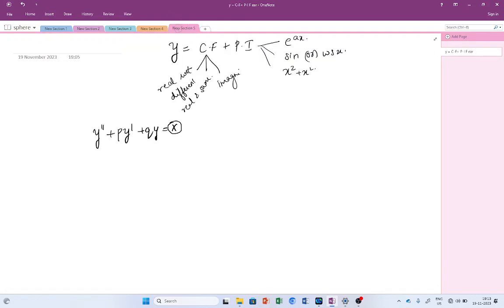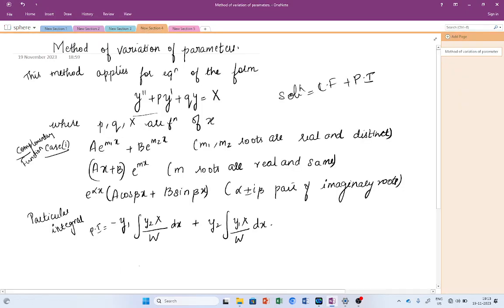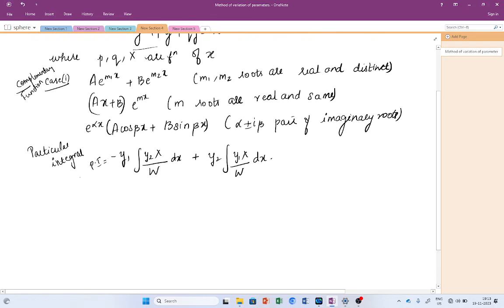In the method of variation of parameters, you write your particular integral differently. Previously, you had three cases, right? For an exponential term, you will write a different particular integral, that is, you substitute D is equal to a. For sin ax or cos ax, you substitute D squared is equal to minus a squared. But here, whatever be your right hand side, you will be using this standard formula to find your particular integral. So here you can see that you have the terms y1, y2, X, W, all these terms.